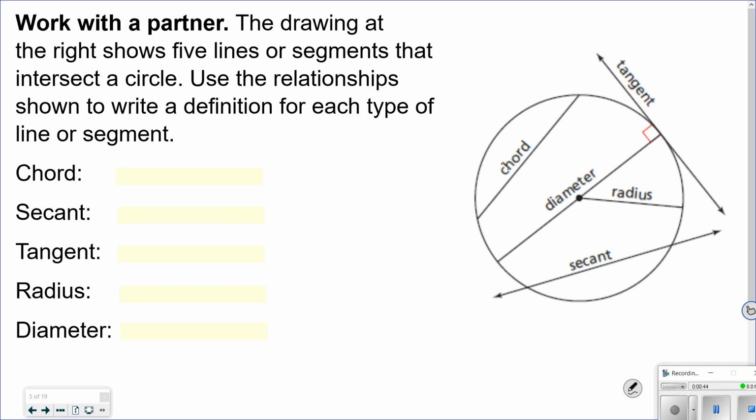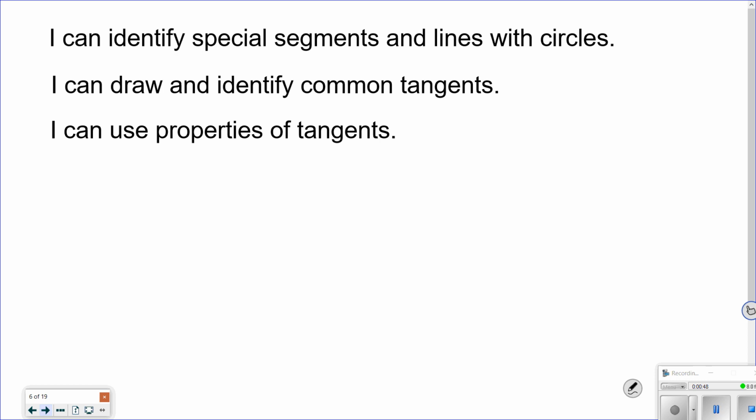So, here's the actual definitions our book gives. Oh, actually, I'm sorry, first, here are our learning goals for today. We want to be able to identify special segments and lines with circles. That's what we just looked at. We want to be able to draw and identify common tangents. And we want to use properties of tangents. So by the time we're done with this video and you've gone through your homework on big ideas, we want to be able to do those 3 things.